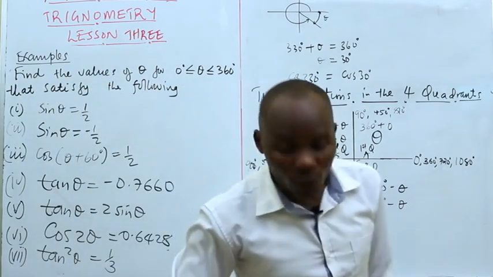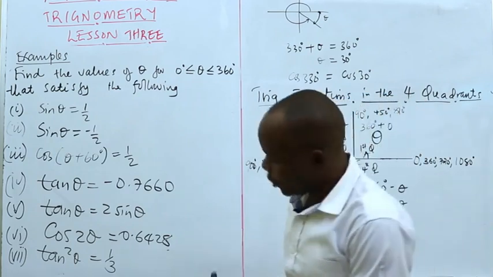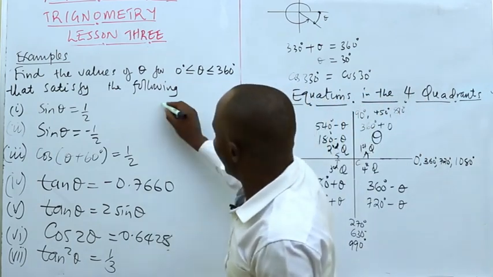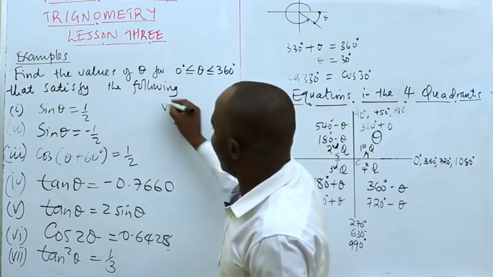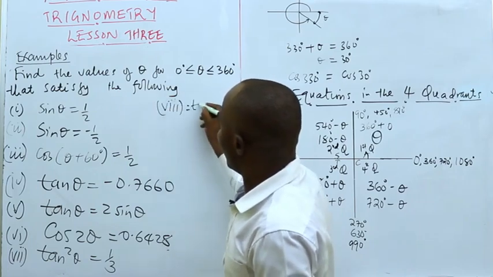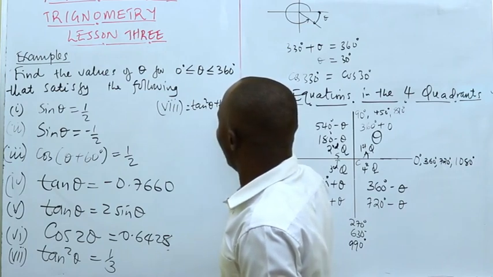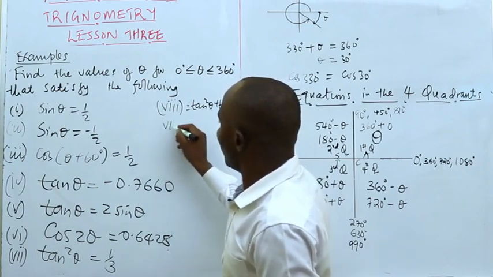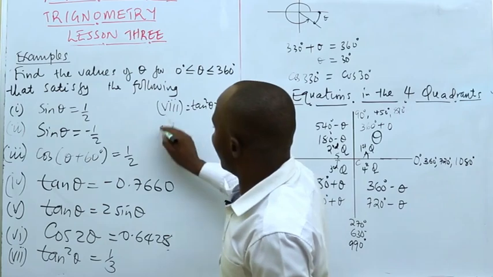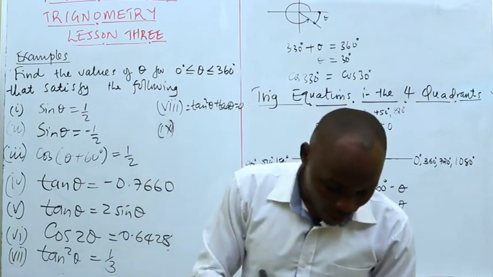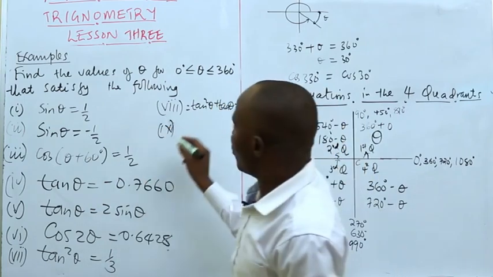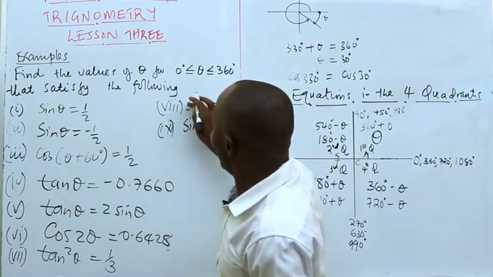I'm going to calculate all of them. You can add on actually. Roman 8, we have tan squared theta plus tan theta is equal to 0. This is Roman 9. Can have sine 2 theta.